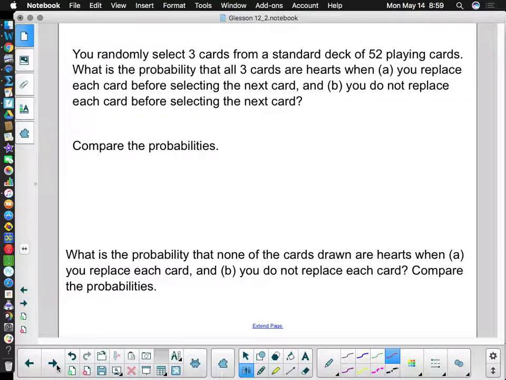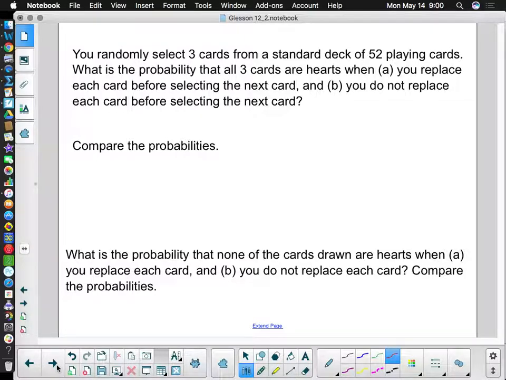You randomly select 3 cards from a standard deck of 52 playing cards. What is the probability that all 3 cards are hearts when A, you replace each card before selecting the next card, and B, you do not replace? Okay, if I replace the card and just draw a new random card each time, those are independent events because the probability does not change, because we're selecting from the same data set each time. If I do not replace cards, then they are dependent events, because my set of possible outcomes has been reduced by what happened first.